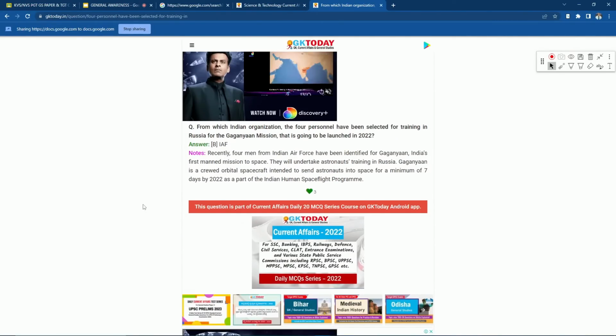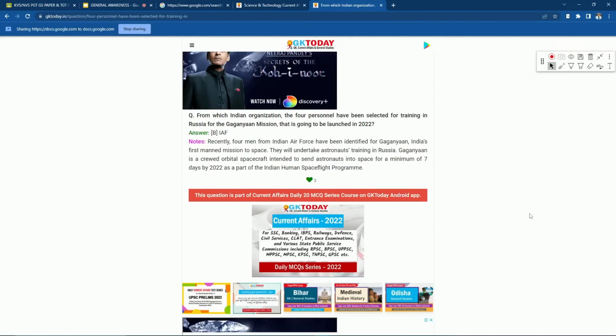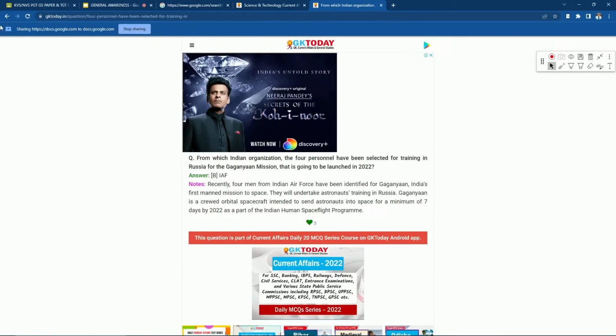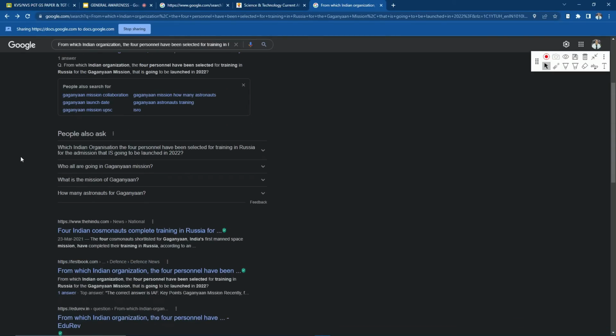Okay, so the answer it is showing is IAF, Indian Air Force. Recently 4 men from Indian Air Force have been identified for Gaganyaan, India's first manned mission to space. They will undertake astronaut training in Russia. Gaganyaan is a crewed orbital spacecraft intended to send astronauts into space for a minimum of 7 days by 2022 as part of the Indian Human Space Flight Program. So you can also Google it, and if you find any different answer, we can discuss.